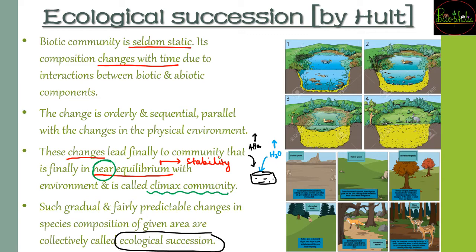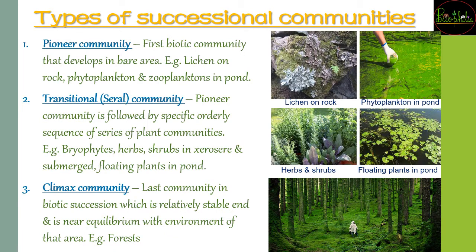So let us now understand how the different types of ecological succession can occur. So the first type is going to be understanding the types of communities: who will start, who will come in the middle, and then finally who is going to be at the near equilibrium. So the one who starts first is going to be called the pioneer community.